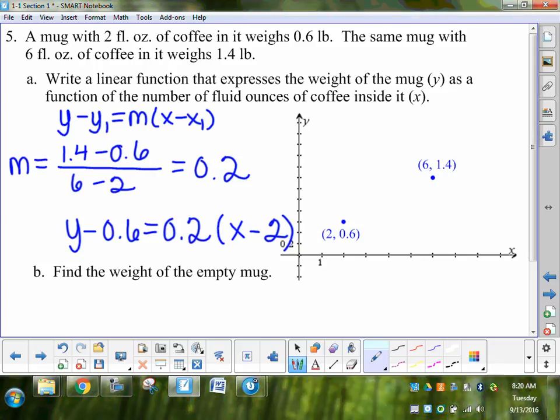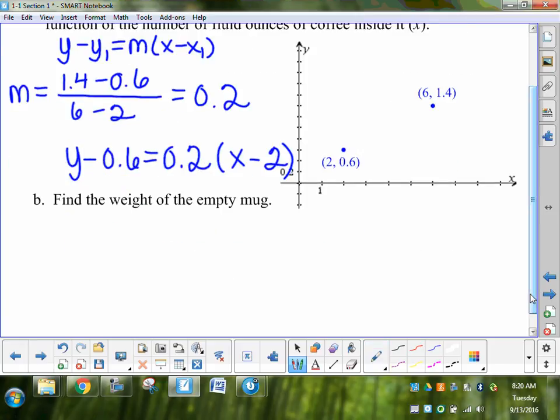Questions on that? Now, the last thing you need to do is figure out the weight of the empty mug. And how can you figure out the weight of the mug when it's empty? So pretty much what you do is you take the point slope formula that you got in 5a, and then substitute the x for a 0, and then solve for y. Perfect.